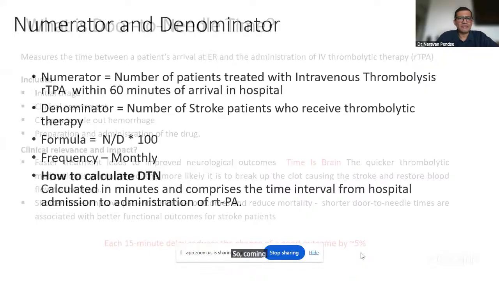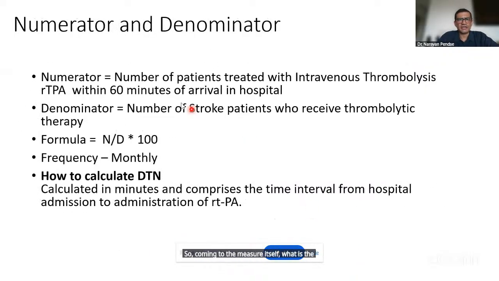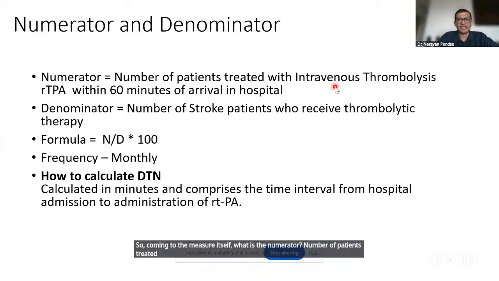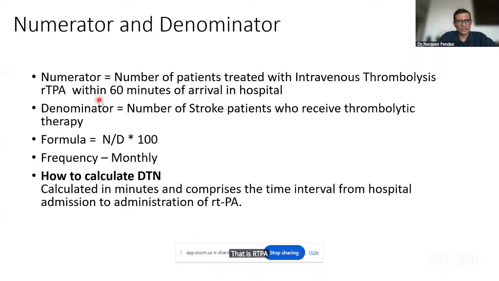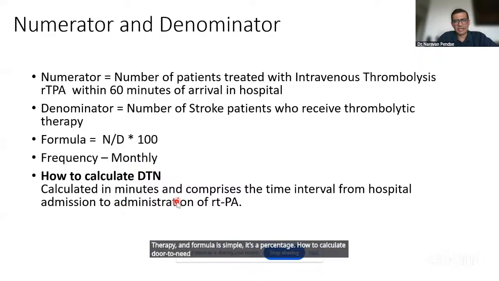So coming to the measure itself, what is the numerator? Number of patients treated with intravenous thrombolysis, that is rtPA as the medicine is called, within 60 minutes of arrival in the hospital, divided by the number of stroke patients who receive thrombolytic therapy. And the formula is simple, it's a percentage. How to calculate door to needle time? It is calculated in minutes and comprises the time interval from hospital admission to administration of the recombinant tPA.